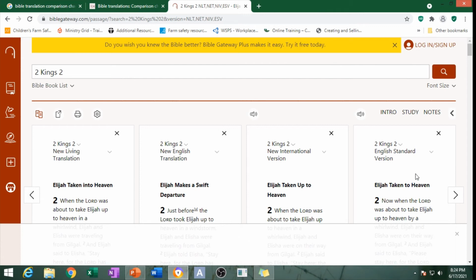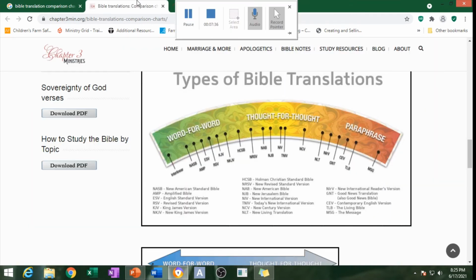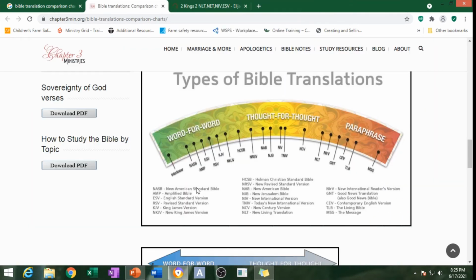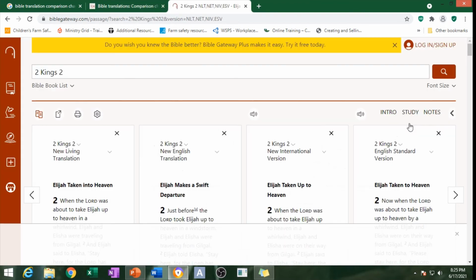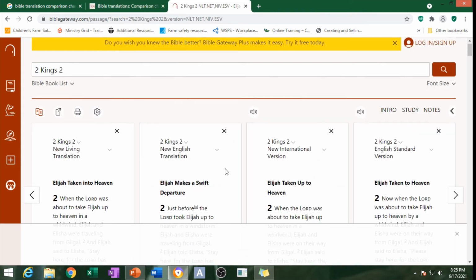English Standard Version would be more word for word. NIV is more thought for thought. New Living Translation is almost between thought for thought and paraphrase. New English Translation, I don't even know if that was on the list. I think it's either thought for thought or it's in between word for word and thought for thought. I can't remember what New English Translation was.